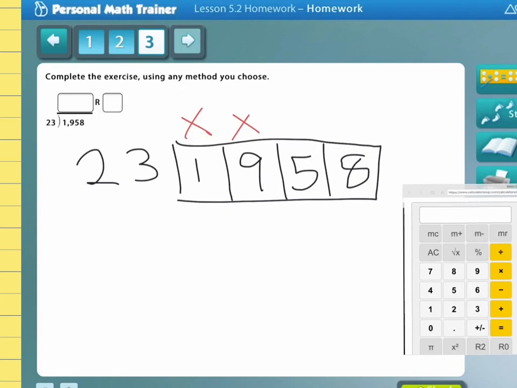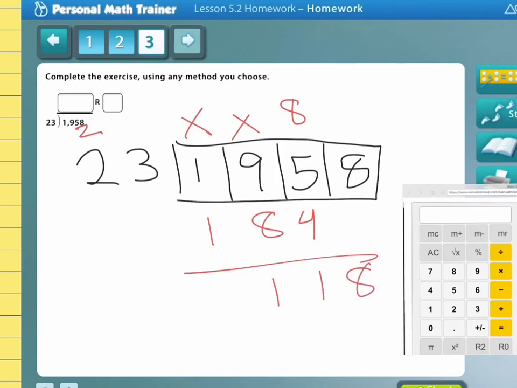Let's check it out. 9 times 3 is 27. 9 times 2 is 18 plus 2. So I have overestimated my quotient, and I'm going to revise that down to 8. 8 times 23. Very important to know your math facts here. 8 times 3 is 24. Regroup the 2. 8 times 2 is 16 plus the 2 is 18. And I have a difference of 11.